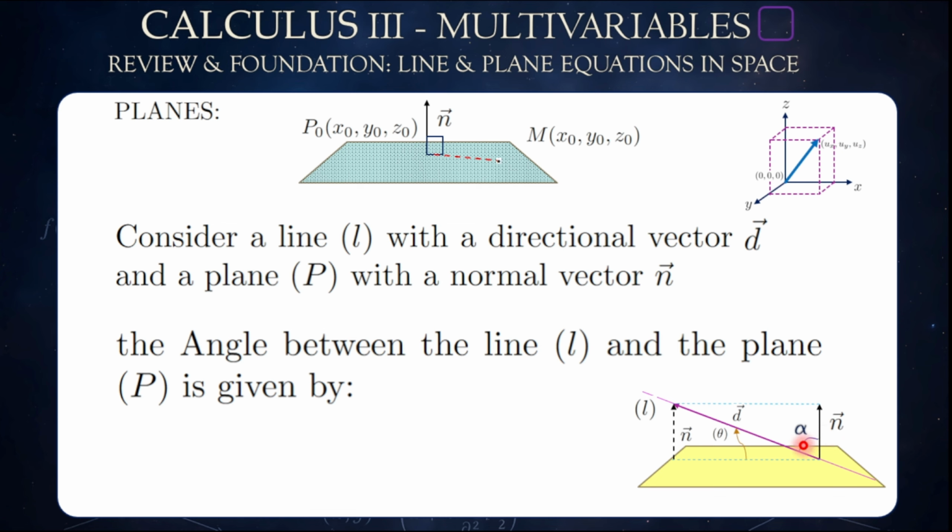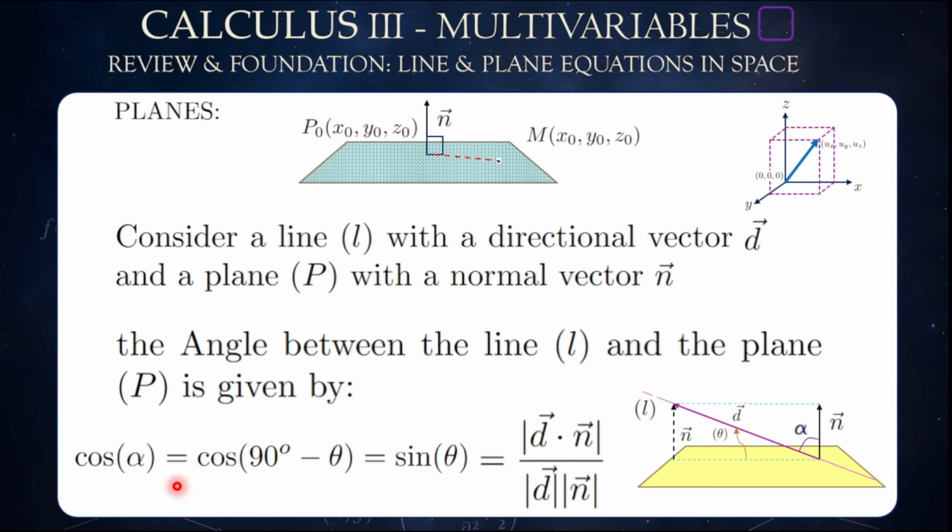What is the relationship, however, between alpha and theta, which is actually the angle between the line and the plane? Cosine alpha is equal to cosine of (90 degrees minus theta), because alpha is 90 degrees minus theta, which is equal to sine theta, which is equal then to d dot n divided by the length of d times the length of n, or the magnitude of d times the magnitude of n. This is how we get theta. From sine theta, you can get theta easily by inverting the sine.